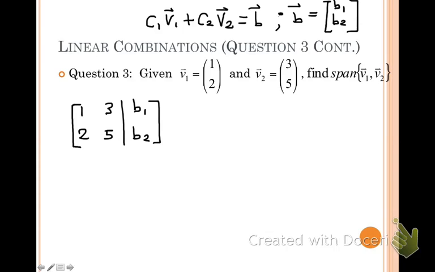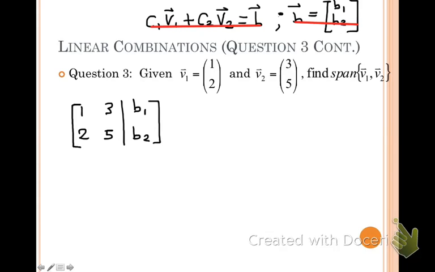So again, we have the augmented matrix for this linear system where B is written as a linear combination of the vectors v1 and v2, and B is any arbitrary vector in R2. So here's our linear system, and what we want to do is take this linear system and put it into row echelon form. So let's do the steps together.